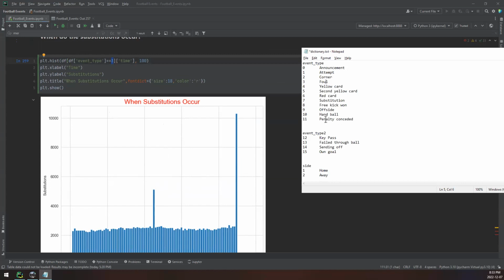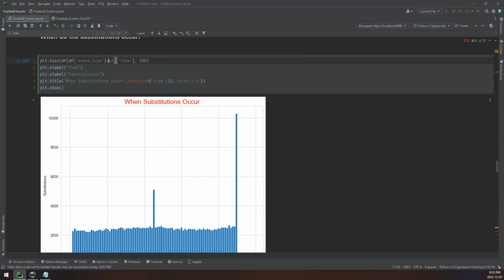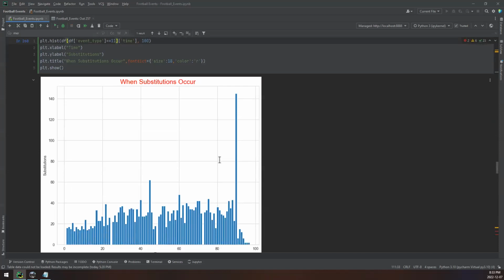Penalty. Okay, 11. So is everybody understanding what we are doing? Because that is the most important part. Yes, we understand. This one is different. The pros have done the work already.